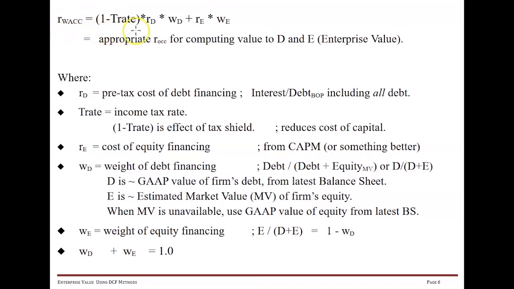is 1 minus the tax rate times the pre-tax debt interest rate times the weight of the debt plus the cost of equity capital that comes from CAPM or something better times the weight of equity capital. And that's the appropriate discount factor whenever we're looking at enterprise value. So I'm going to leave you to review all of the terms here if you need to. We've been through them several times before, but I leave them here in case you forget what one of these terms is. You can look it up down here.